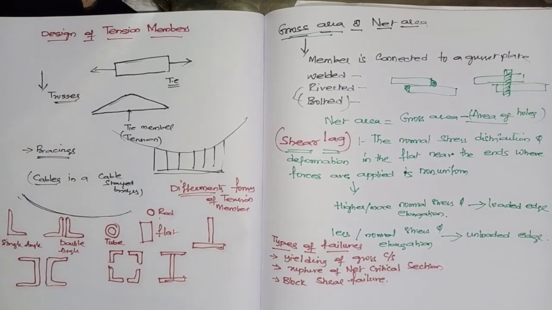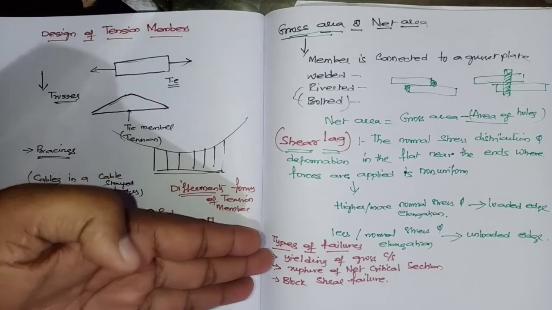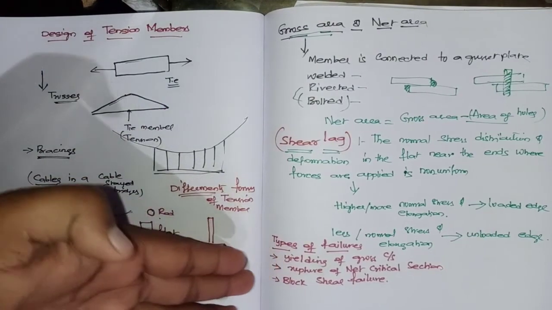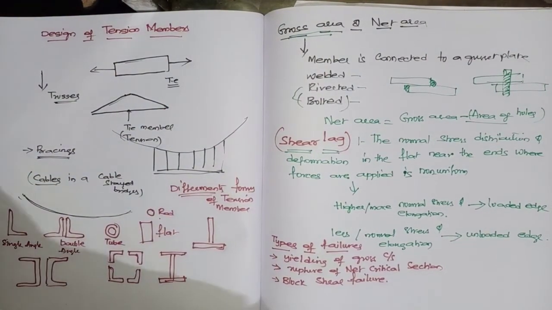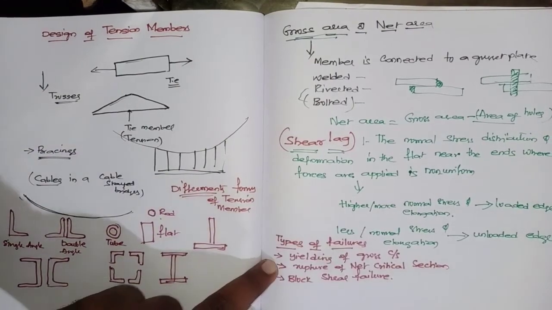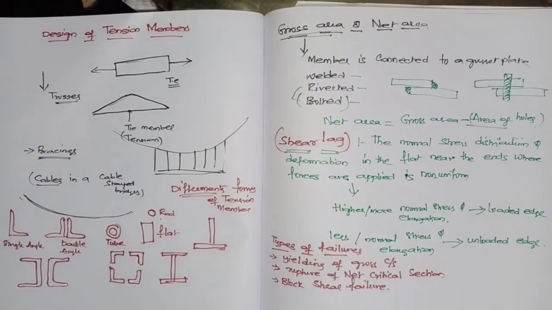Next, coming to the main tension members, there are three types of failures that may develop in tension members: yielding of gross cross section, rupture of net critical section, and block shear failure, right? Based upon these only we are going to design.